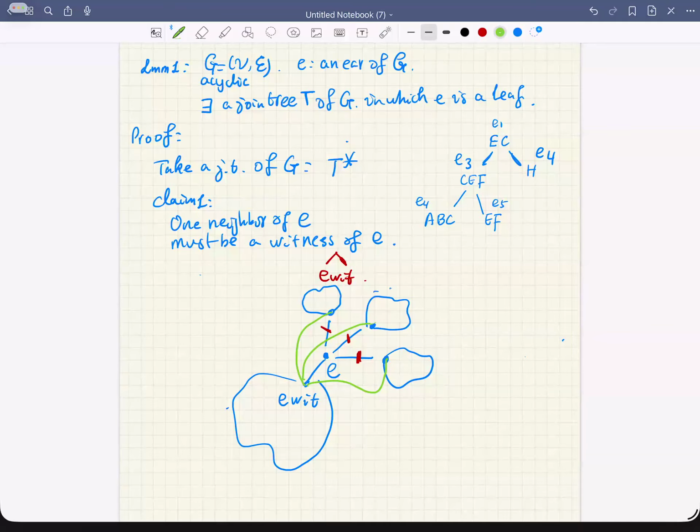Okay, good. Now verify a few things. First of all, let's look at the new modified graph from T star. Is this a tree? It is a tree. If it's not a tree, tell me, how can you have a cycle? See what I mean?